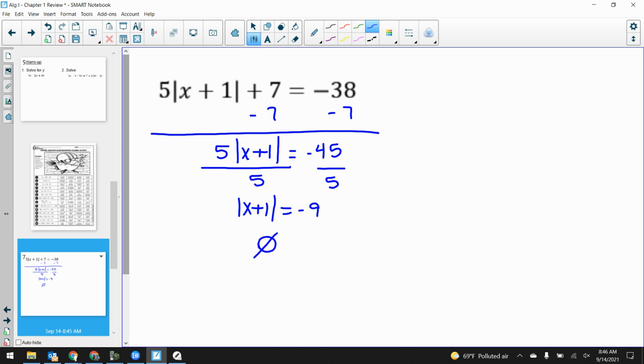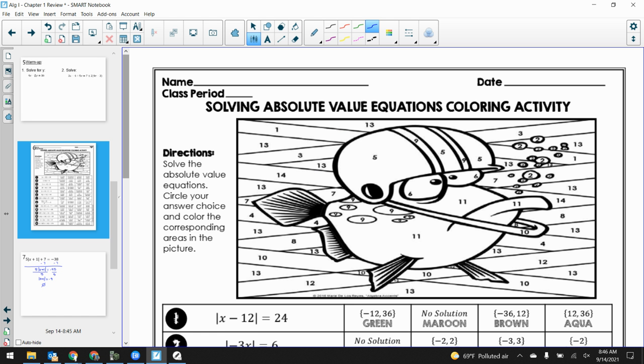Okay. Again, on the test, if you write the no solution symbol, that's fine. If you write out the phrase no solution, that's completely fine as well. Any other questions on this one? Okay, let's take a look at 14 now.